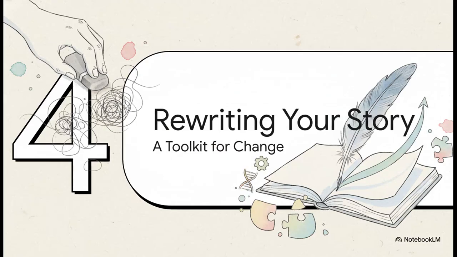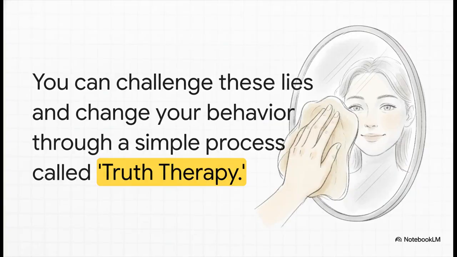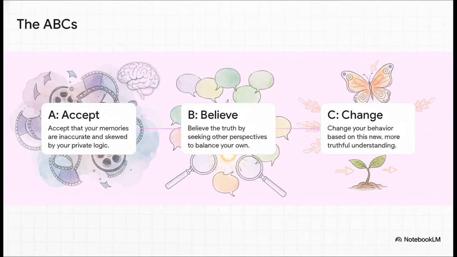So, the big question is, can we do anything about this? Can we challenge these lies? Can we rewrite the story? Well, the source material says yes, absolutely, and it gives us a simple toolkit to help us do it. The whole process is called truth therapy, and it's not about trying to get a new personality. It's about finding a more truthful, more balanced perspective on the one you've already got. And it breaks down into 3 simple steps. Just think of them as the ABCs.